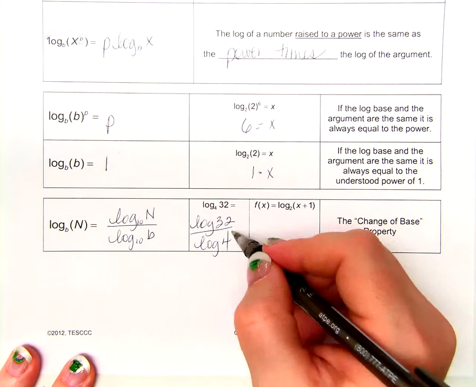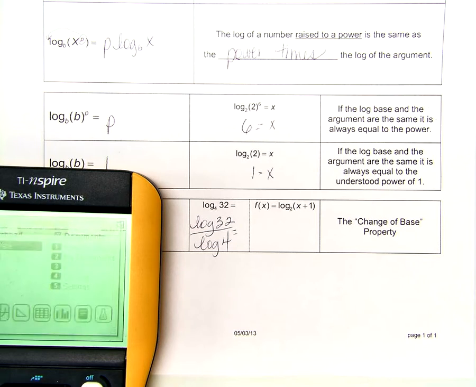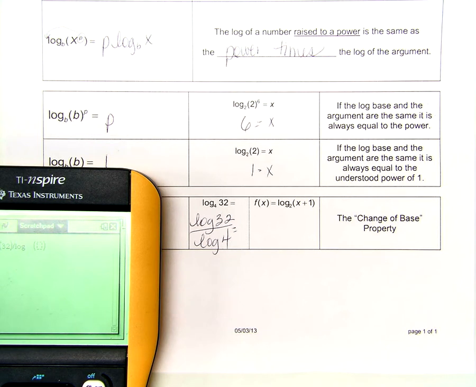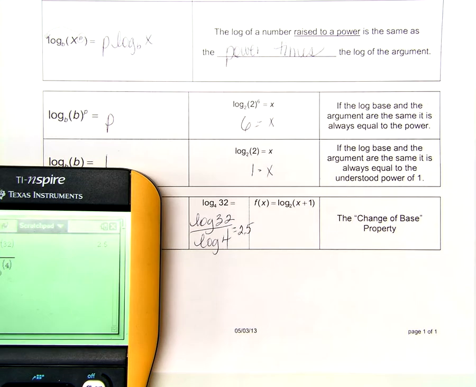Okay? We could actually put this into our calculator. We could say log of 32 divided by log of 4 equals 2.5. Okay?